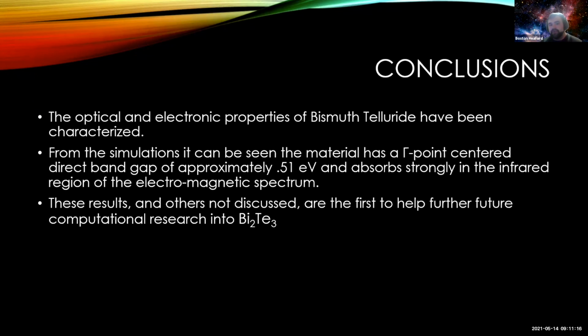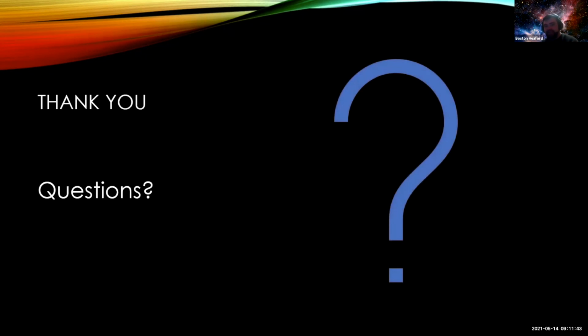So for conclusions, the optical and electronic properties of bismuth telluride have been characterized, and from the simulations it can be seen that the material has a gamma-point-centered direct band gap of approximately 0.51 electron volts, and absorbs strongly in the infrared region of the electromagnetic spectrum. These results, along with others I didn't have time to discuss, are the first to help further future computational research into bismuth telluride. And thank you.